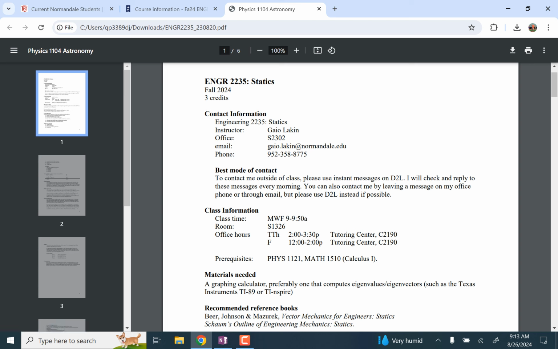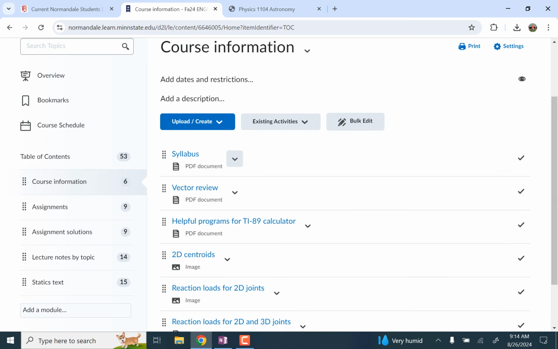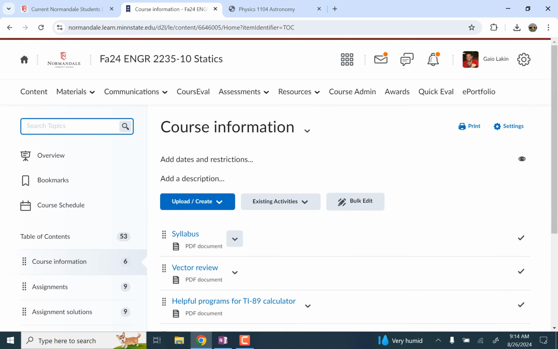Here's my email and my phone number. You can get a hold of me through email, but I have found that a better way to contact me is through the D2L instant messaging. So instant messaging on D2L, if you go to D2L, no matter what page you're on, it's this thing right here. Okay. And so click on that, send me a message through that. And it's just a lot easier, I find.